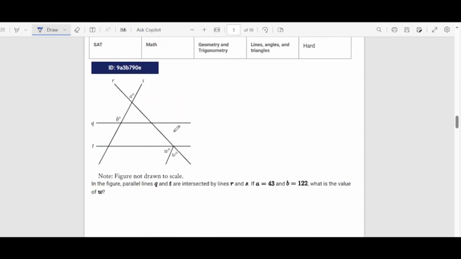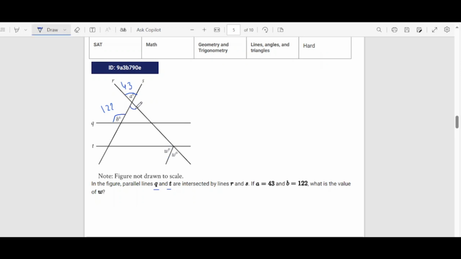Next question. In the figure, parallel lines q and t are intersected by lines r and s. If a equals 43 and b equals 122, what is the value of w? The simple trick to solve this is to find random angles, and it will lead us to the angle of w. It's pretty easy. So let's find angles.